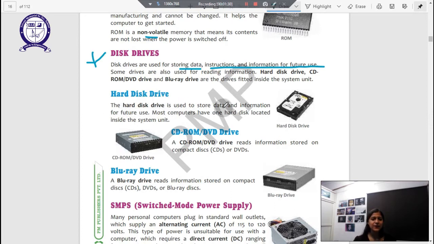The hard disk drive is used to store data and instructions for future use. Most computers have one hard disk located inside the system unit.